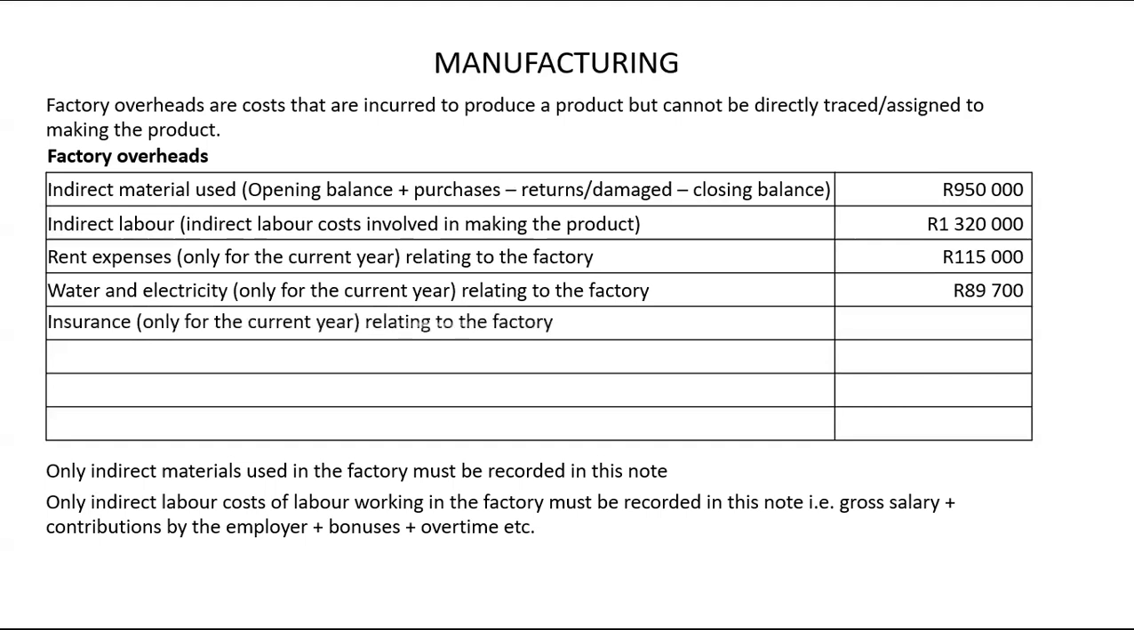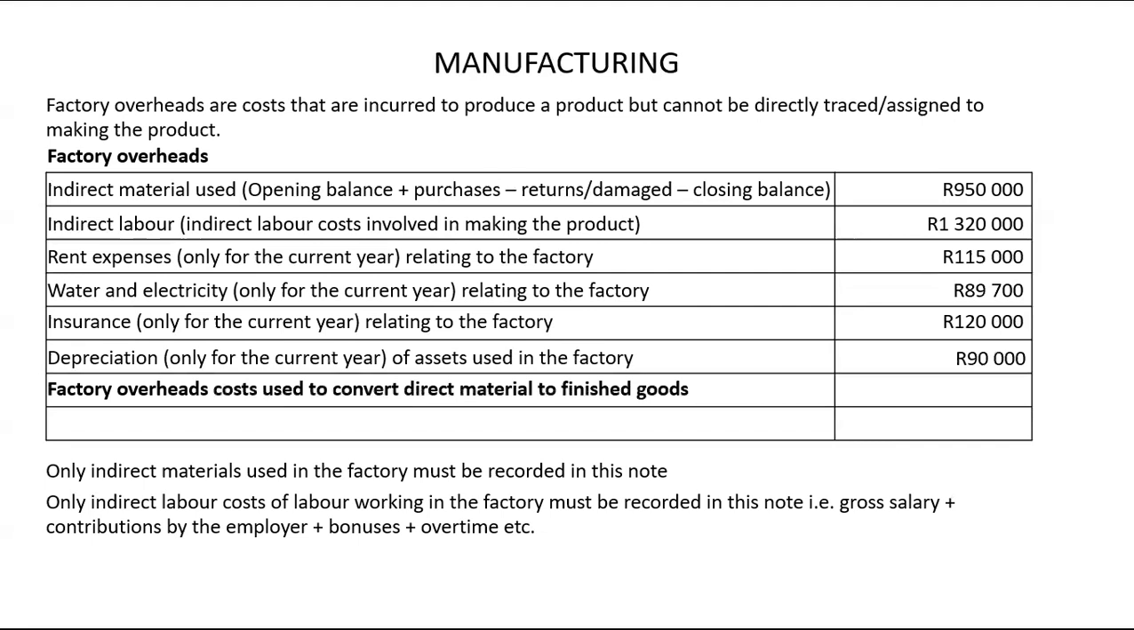Then we've got insurance, the same thing. It must be insurance for the factory. If you're given total insurance, make sure you adjust and then you allocate. And then we're going to have depreciation. This is only for assets that are used in the factory. You calculate depreciation for the current year, and then you allocate. And the last one will be factory overheads, which is the total.